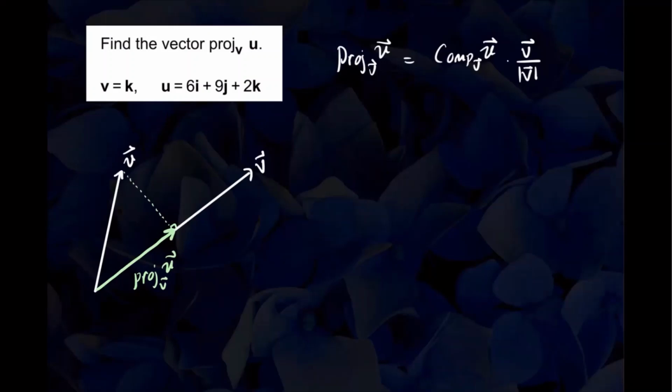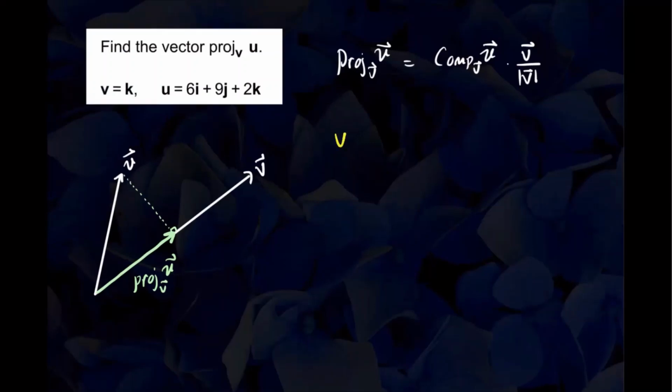We know v has components. Let's write them next to each vector. So v has the components, given in terms of the standard unit vectors. So k, which means i and j are 0. So v is written as 0, 0, 1. And u, again, has its i component as 6, j is 9, and k is 2. So these are the components of these vectors.